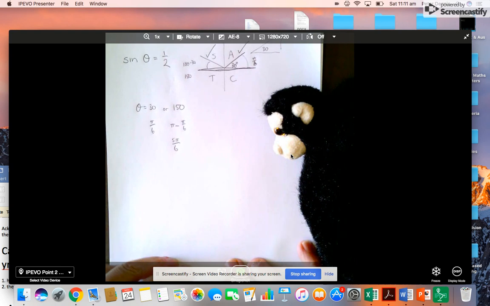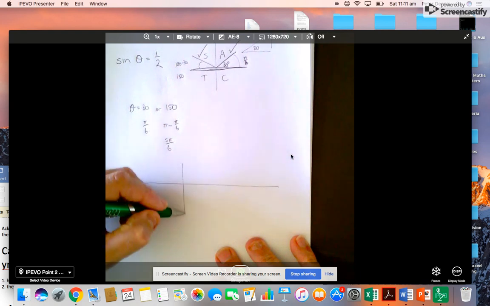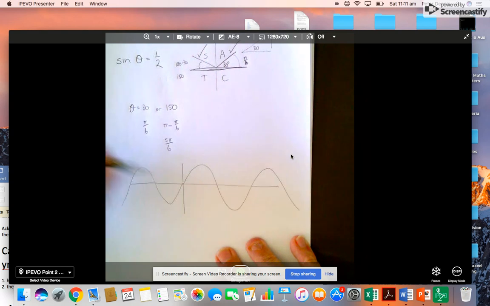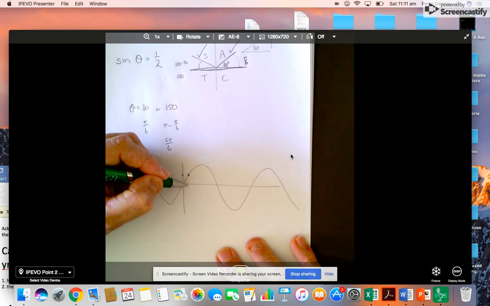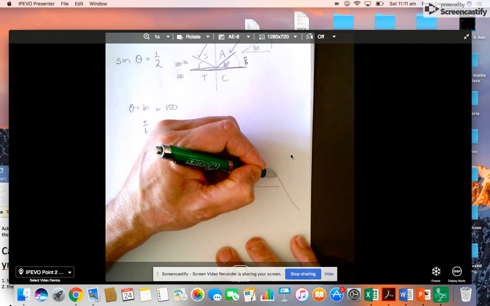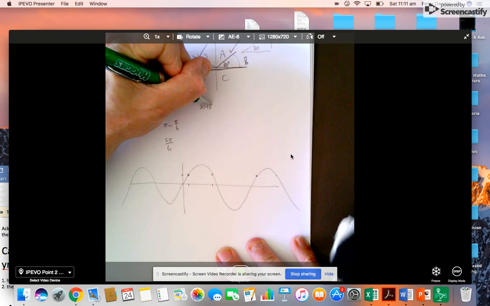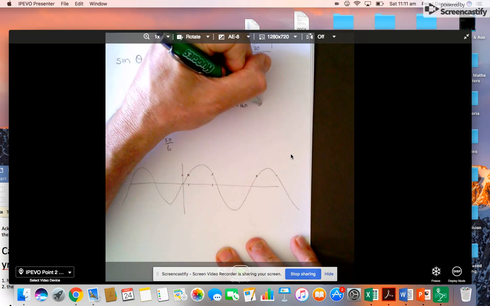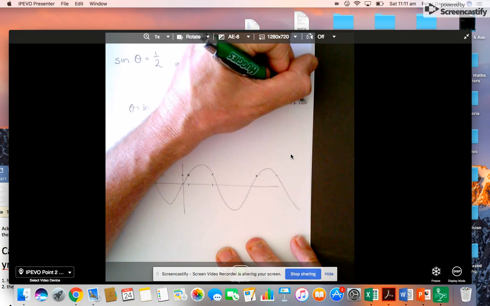If we look at another one, why do we get so many answers? We actually get more answers than just 2. Here's our sine curve, and we want to know when it is equal to a half. It's equal to a half here at 30. It's equal to a half here at 150. But again, it's equal to a half out here and out here. So it really is equal to 30, then 30 plus 360, and 150 plus 360, and then 30 plus 720, and 150 plus 720. And it keeps on going like that.